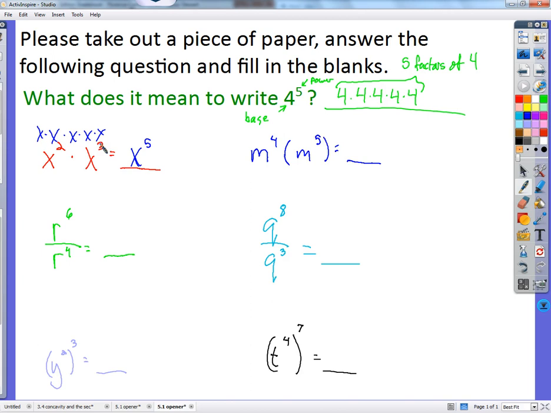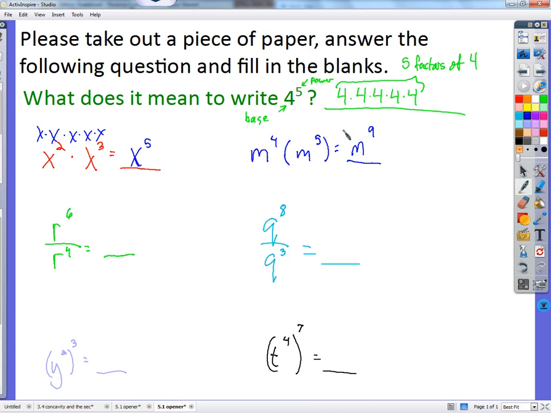So what would m to the 4th times m to the 5th be? Don't be shy. Yeah, m to the 9th. Four of them here, m times m times m times m, times 5 more m's, that's a total of 9 m's that we're going to multiply together. That's why it's 4 plus 5.